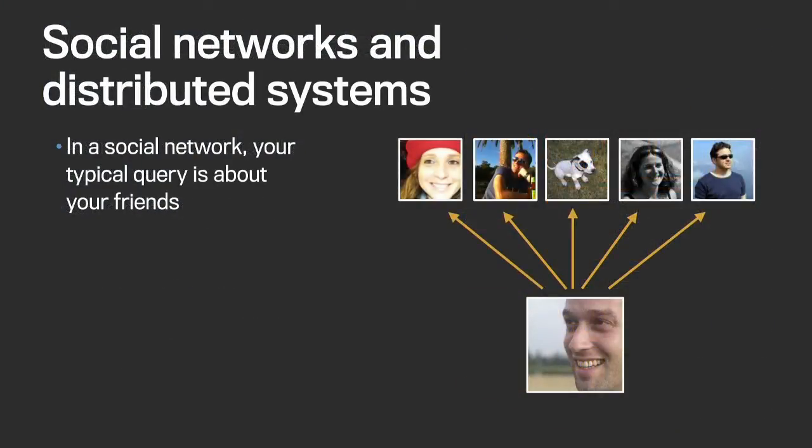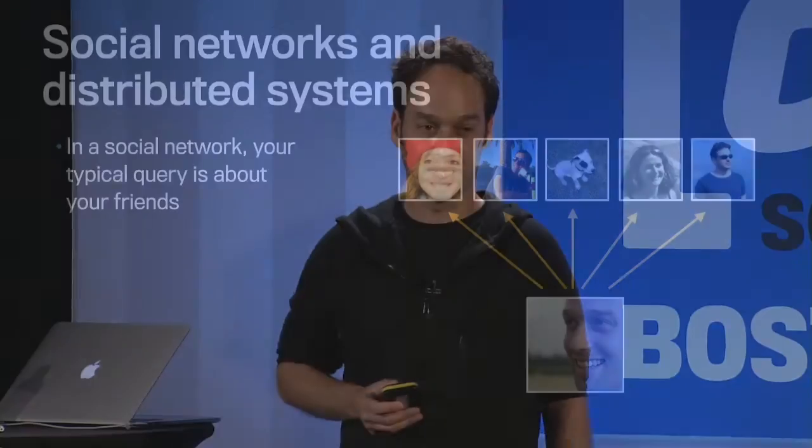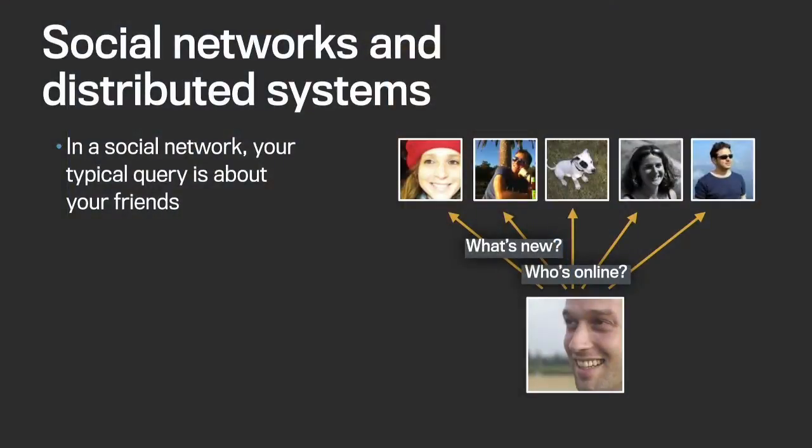In social networks, many times, most of the times, your queries are actually not about yourself. They are about others, the people you are socially connected to. People ask questions like, what's new in the life of my friend, whenever we want to build someone's newsfeed. People ask questions like, who's currently online, when we want to build the chat presence unit for chat. And people ask questions like, who are the friends of X, when we build X's profile page.